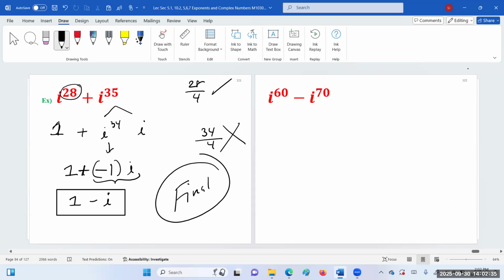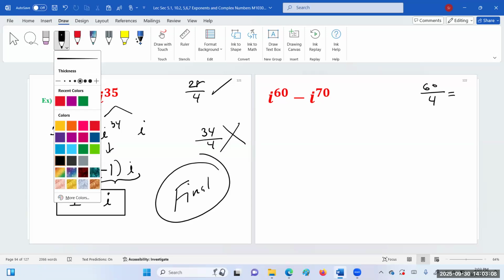The last question for today. 60 and 70. Both are even numbers, right? Can you divide 60 by 4? You cannot. Can you do x to the 6 minus x to the 7? Can you combine them? In addition and subtraction, there is no rule. We cannot.